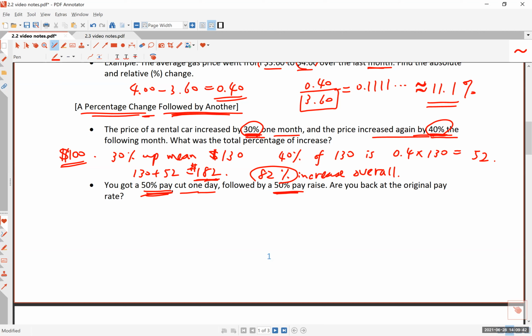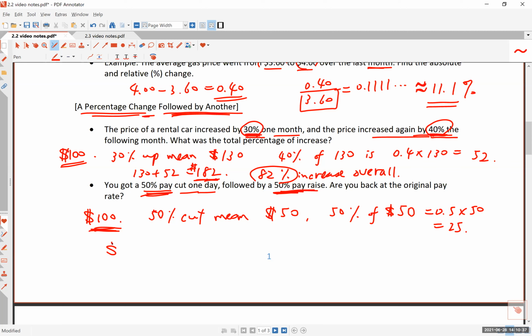Why? Because a 50% pay cut followed by a 50% pay raise is not equal to 0%. Let's see what happens. Let's say you start with 100. A 50% cut means you only get $50, because 50% of 100 is $50, and that's how much your daily income or salary was cut, and so you have $50. Now, this time you have to calculate 50% of the new pay, maybe a daily pay, which is $50, not $500. You wish. Not $5 either. So what's 50% of 50? That's 0.5 times 50, and that's 25. So you add 25 to 50, and you get $75.